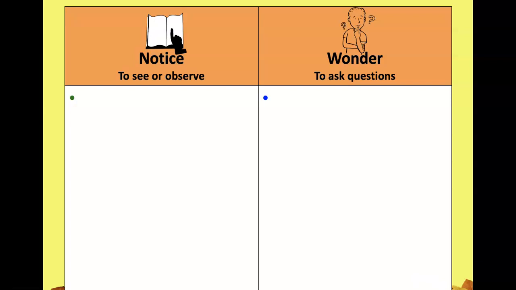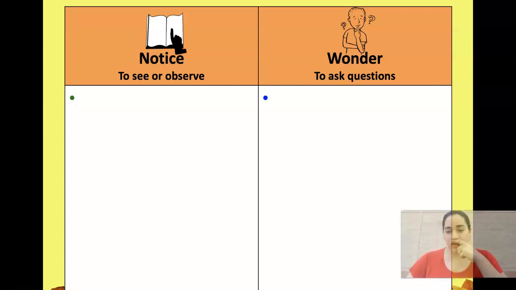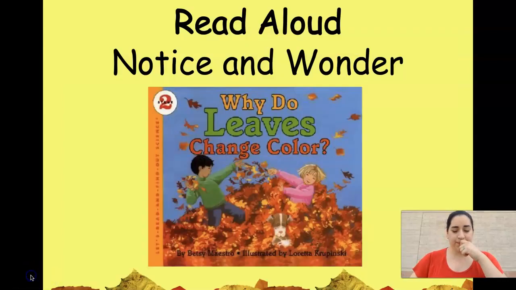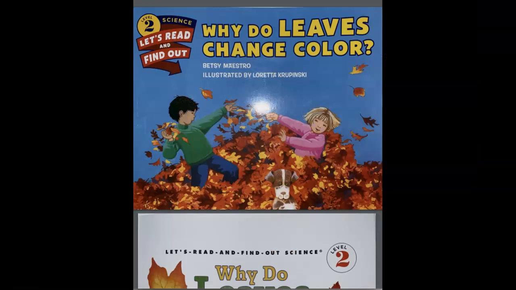Okay, so let's get started. We will start with our read aloud. So make sure that you have your pencil available so that you can record all your notices and so that you can record your wonders. Remember, when you do a wonder, you use the question words. That is who, what, when, where, and why. So boys and girls, let's start with our read aloud.